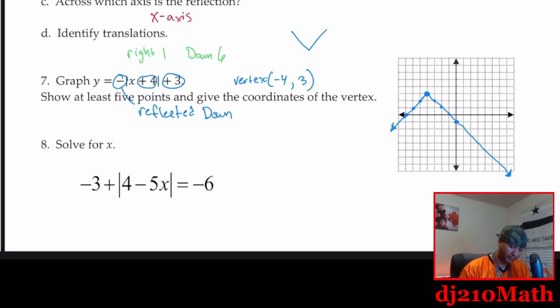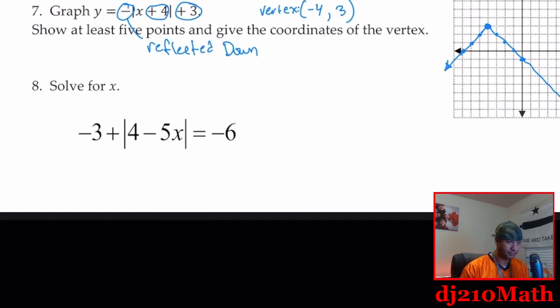Show at least 5 points and give the coordinates of the vertex. Yeah, that's what I did. All right. Number 8. Oh, this is easy.